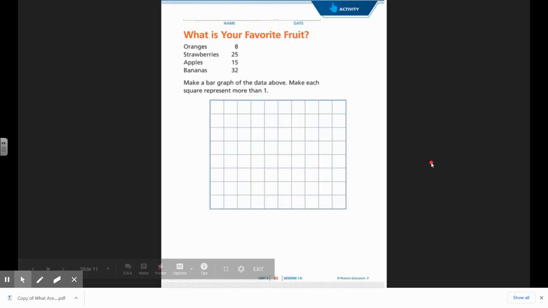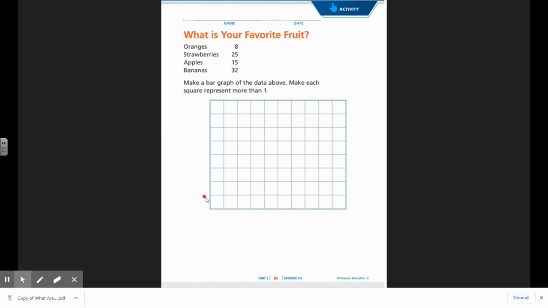Now it's your turn. What is your favorite fruit? This is an opportunity for you to make a bar graph. Remember, don't forget the labels. And remember the categories. So I see different types of fruit. I see numbers here. So you're going to make a bar graph. Make each square represent more than one. So look at the numbers. I have 8, 25, 15, and 32. What would be the best way to represent this data?